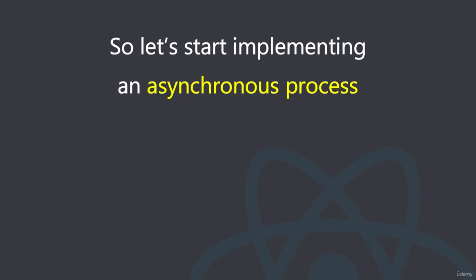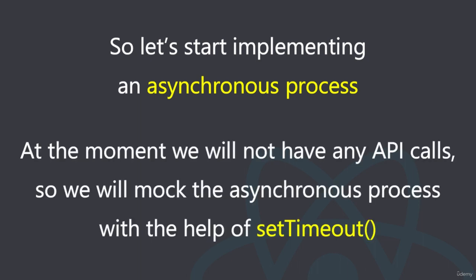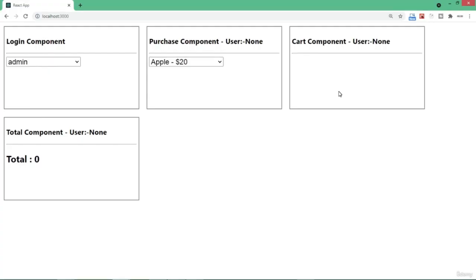So let's start implementing an asynchronous process. At the moment, we will not have any API calls, so we will mock the asynchronous process with the help of setTimeout. The functionality I am implementing is when the user is selected from this drop-down, it should update all the components with the user details after 2 seconds.